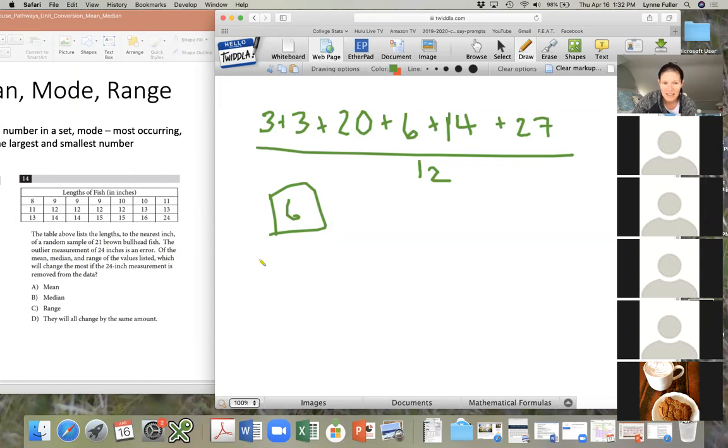But the range, I think, would change significantly, because if you did 24 minus 8, that's 16. And if you did 16 minus 8, that's 8. That's a big drop. And it's not going to change by the same amount because you're taking this data point out completely. So my answer for 14 would be C.